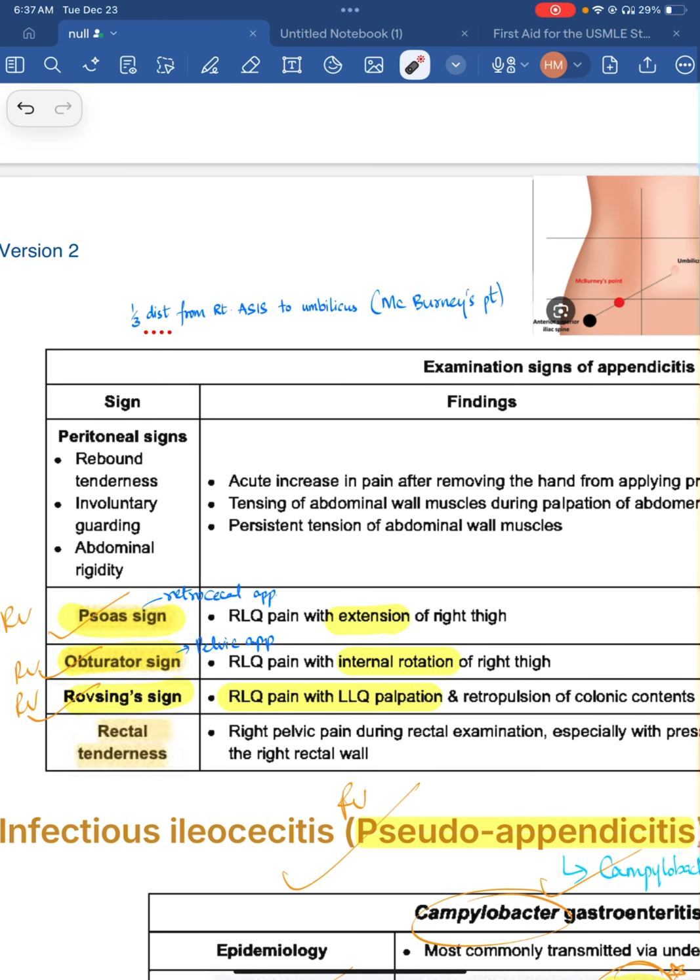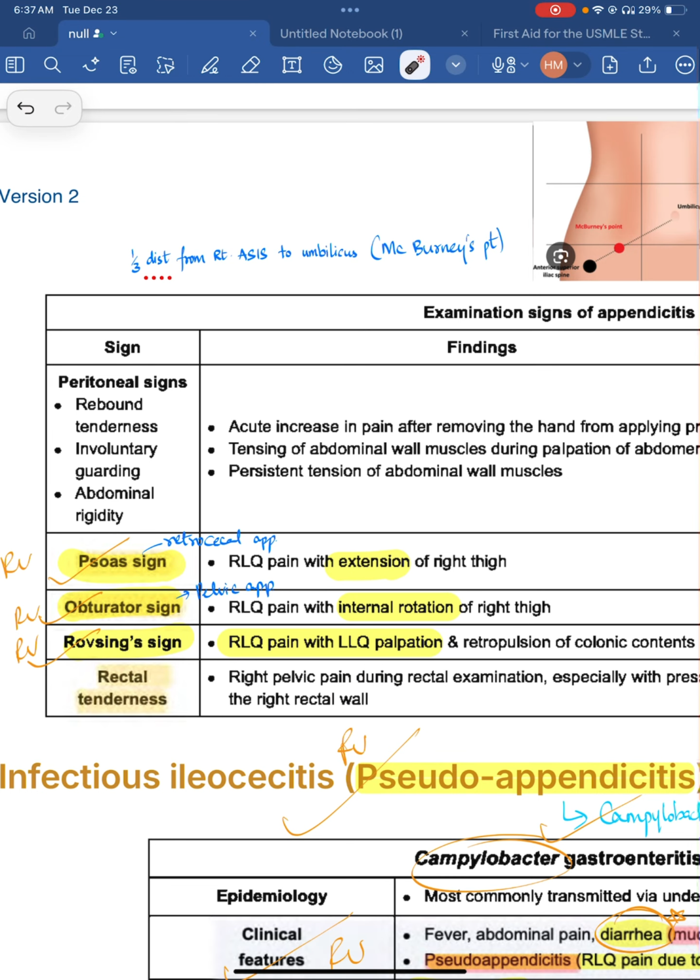What is obturator sign? I remember it like this. Obturate means to close or to finish kind of thing. So obturator means when you are trying to rotate the thigh internally. That is, you're trying to close the thigh. You have right lower quadrant pain. That is called obturator sign. Right lower quadrant pain with internal rotation of right thigh. What is Rovsing sign?